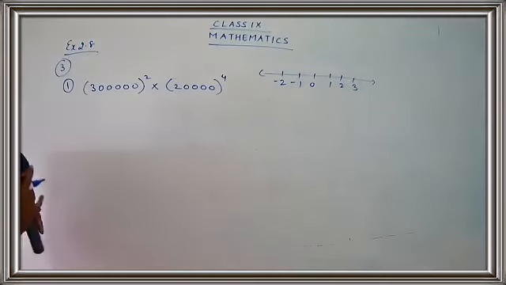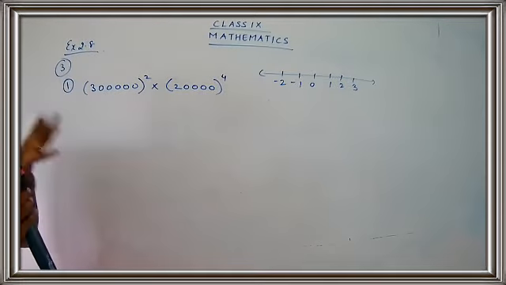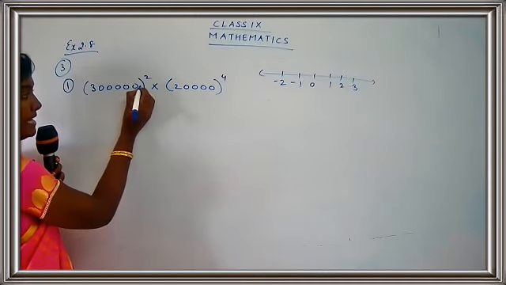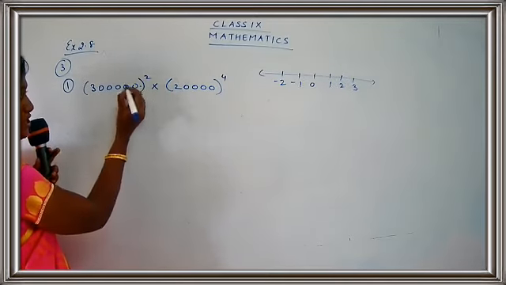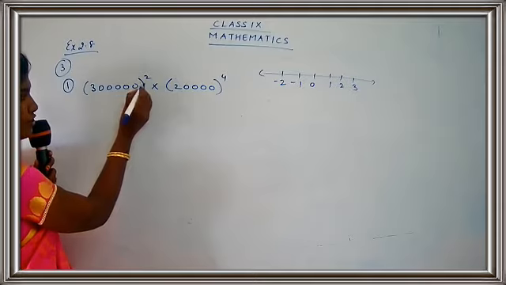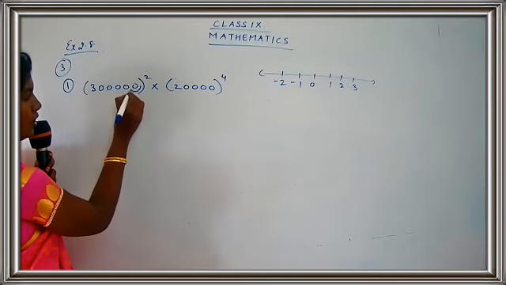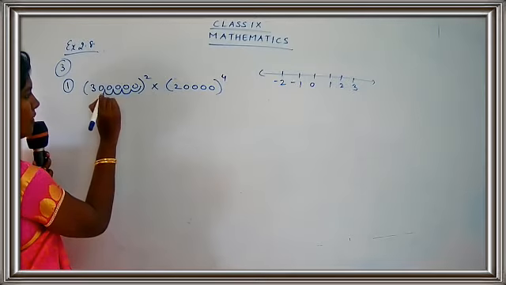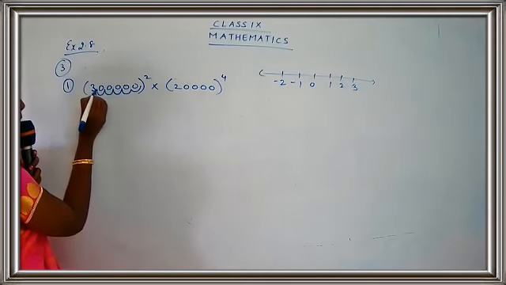So this is 3000000. That's 3 lakh. Okay. So now where is the decimal point? The decimal point is somewhat here, at the end. So let me shift the decimal point. I get 1, 2, 3, 4, 5. So I'm just going to shift the decimal point over here.